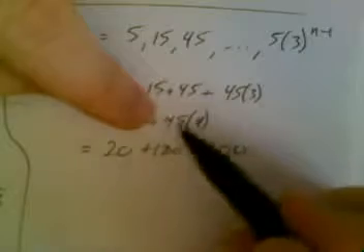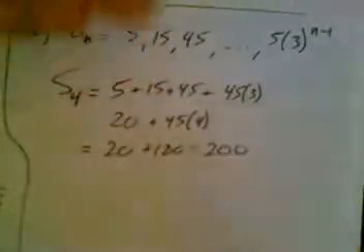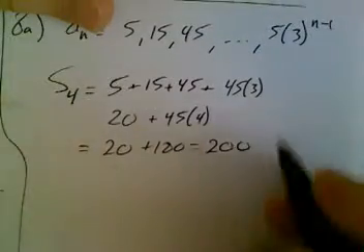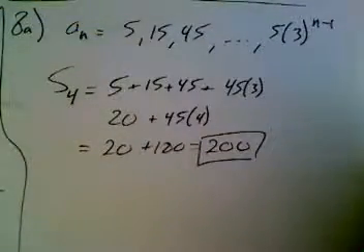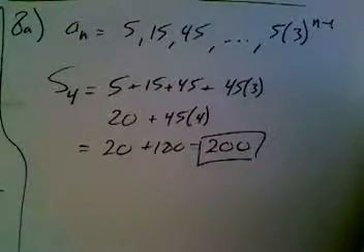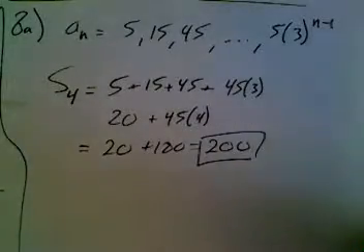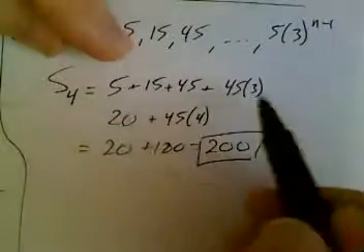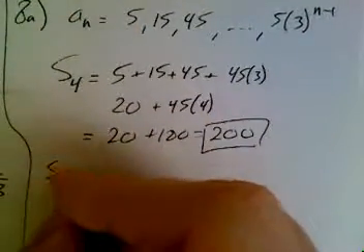Again, let me check that one more time. 45 times 2 is 90. 90 times 2 is 180. 180 plus 20 is 200. That would be the sum. Now, what if I was given, say, 300 terms or 2,000 terms? I don't want to do that by hand like this. So let's just make sure we understand how to use that formula.